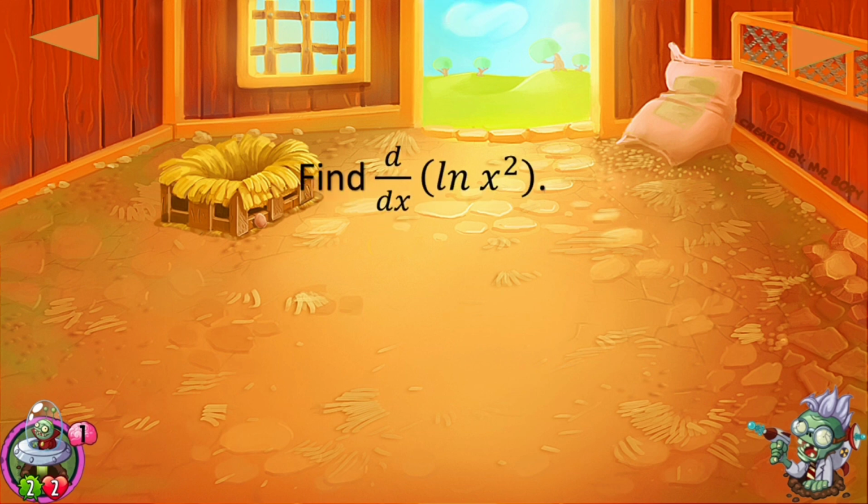Find the derivative of ln x squared. A, 2 over x. B, x over 2. C, 1 over x. D, 3 over x. Again, A, 2 over x. B, x over 2. C, 1 over x. D, 3 over x. Now think of your answer. The answer is A, 2 over x.